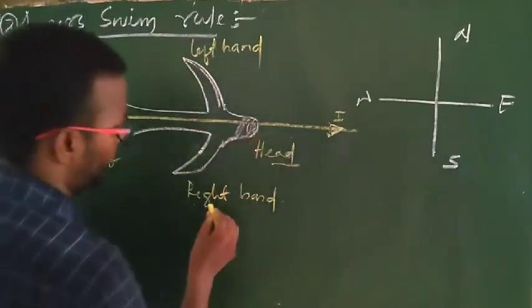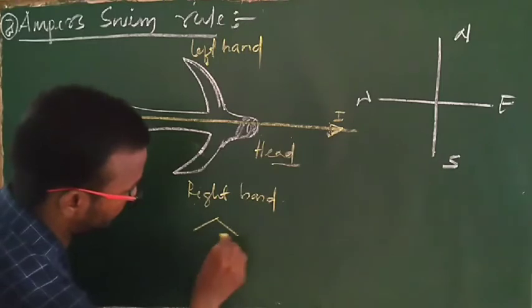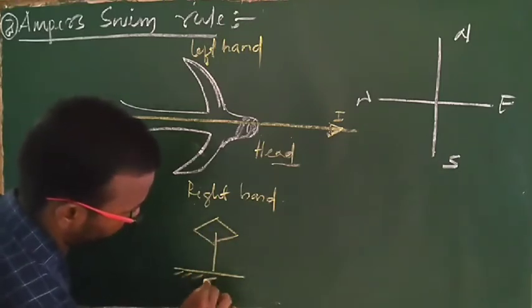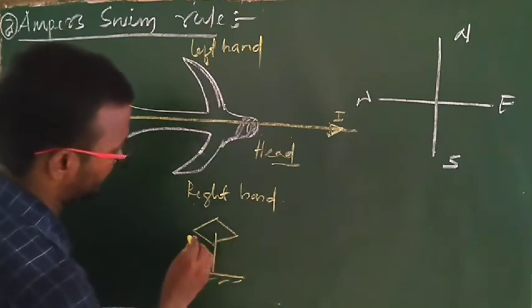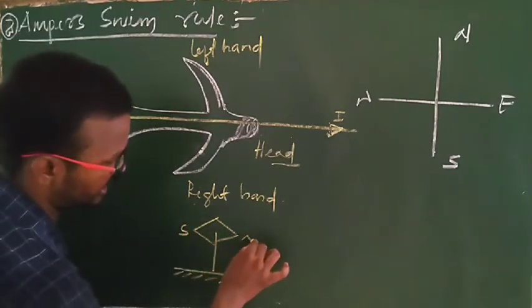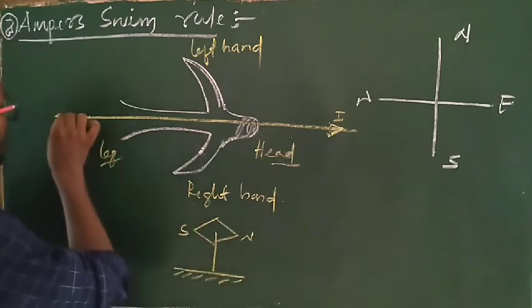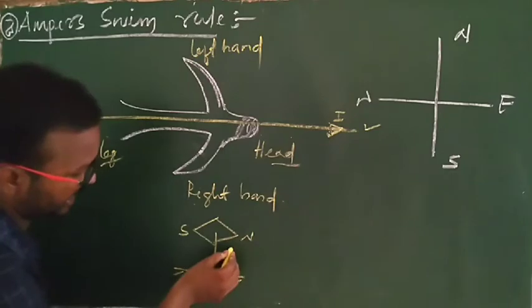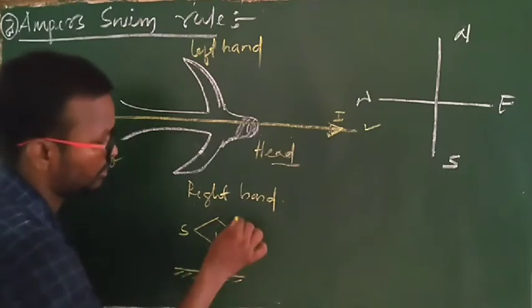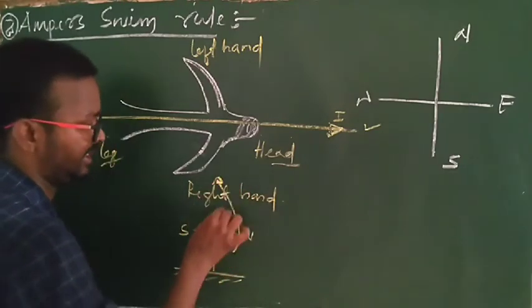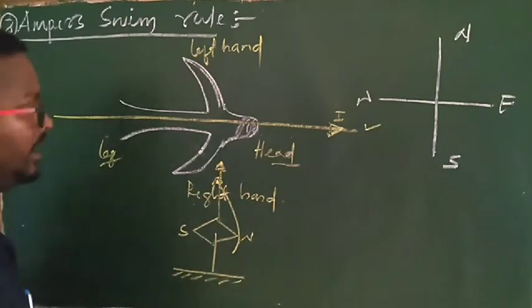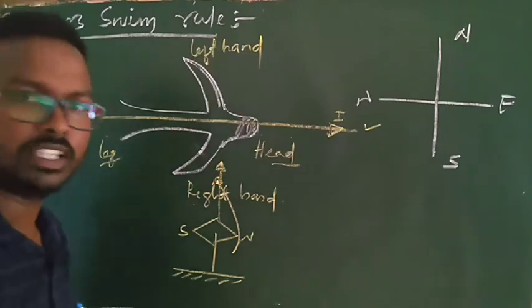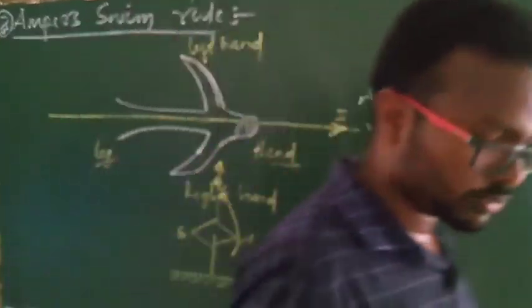And here, if there is a magnetic needle, then this is south, this is north direction, and if current is flowing through this direction to this direction, that means feet to head, then the magnetic needle deflects towards his left hand, this direction. Clear? And this rule is known as Ampere's swimming rule. Clear? This is all about Ampere's swimming rule.